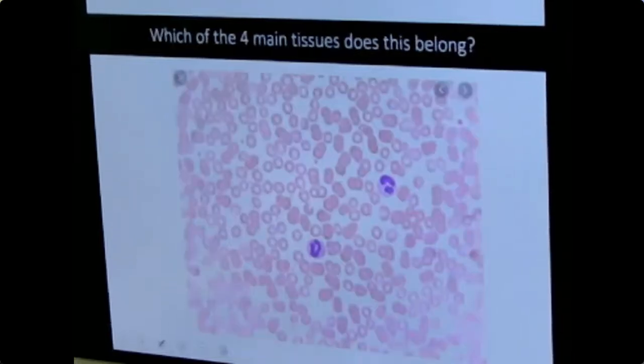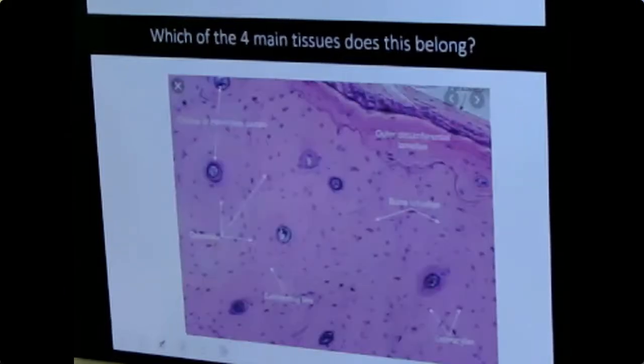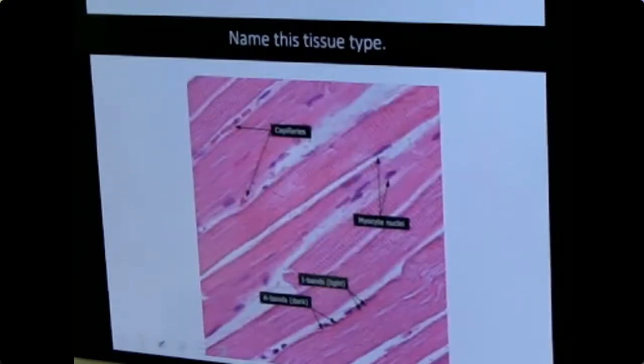So this one, which of the 4 main tissue types does this belong to? And I don't know, you might not know this. This is blood. So this is a picture of two white blood cells. And so blood falls in the category of one of the 4 main tissue types. So just, this is bone. This circular bone in general belongs to which of the 4 tissue types? So name this tissue type.